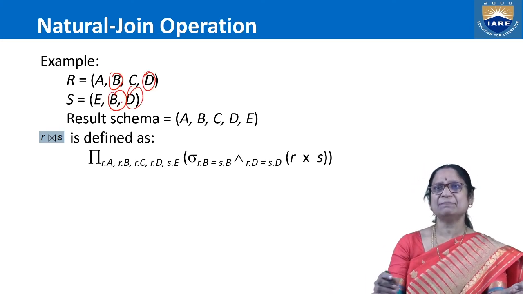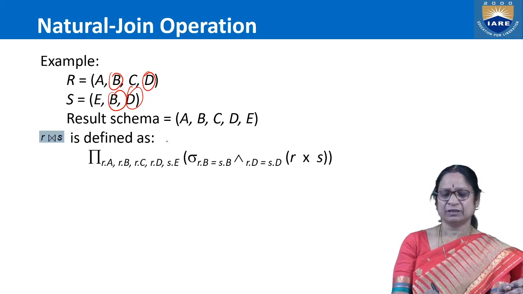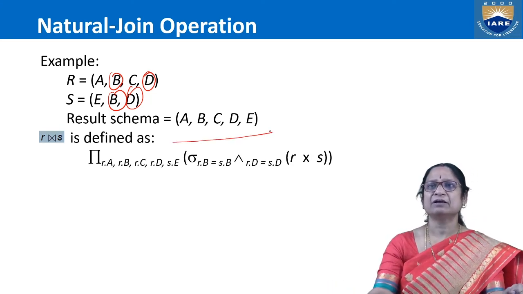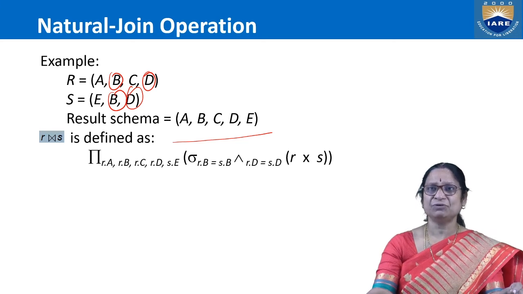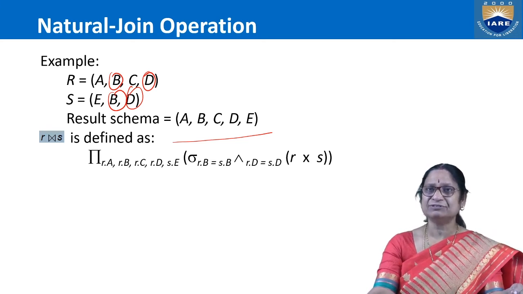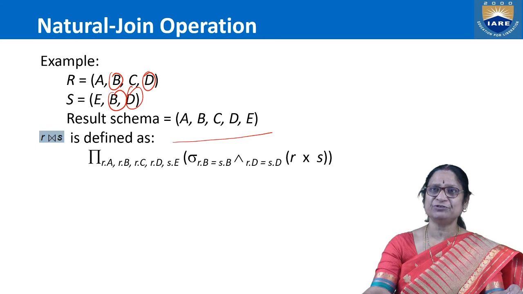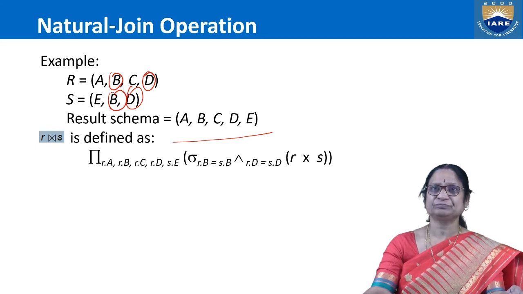The resultant schema will consist of all attributes, listing the common attributes only once: A, B, C, D, because BD is repeated. Anyway, we are going to display common values, equal values, so there is no need to display them again and again.